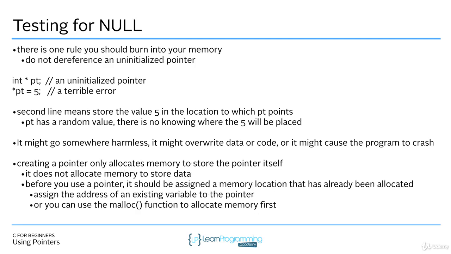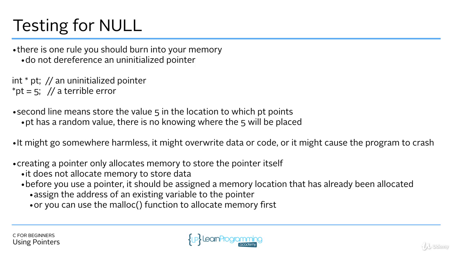So when you create a pointer and you allocate memory to store the pointer itself, it does not allocate memory to store the data, right? So by saying int star PT, that allocated memory for the pointer, but it didn't allocate any memory for the value of the pointer, the address. Remember, pointers contain addresses. It created the pointer, but it didn't create any memory for what it's pointing to, right? So you can't dereference it.